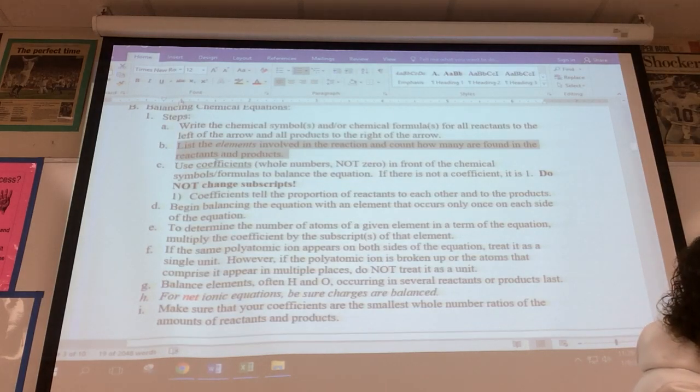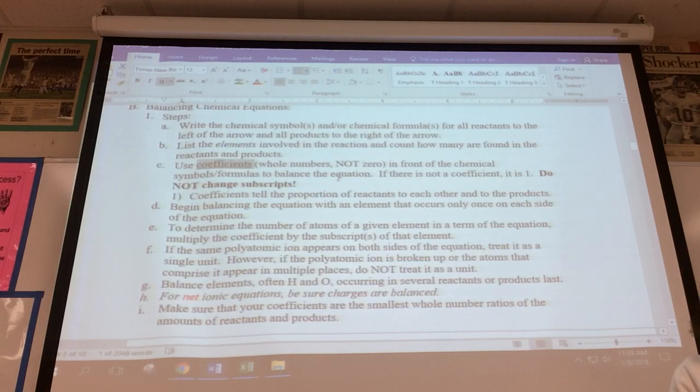You're going to use coefficients, which are whole numbers, not zero, in front of the chemical symbols or formulas to balance the equation. If there's no coefficient, it's 1, not 0. That's a common mistake that kids make. And under no circumstances will you change the subscripts. Be very, very careful there. As we already mentioned, the coefficients will tell you the proportion of each substance to one another.